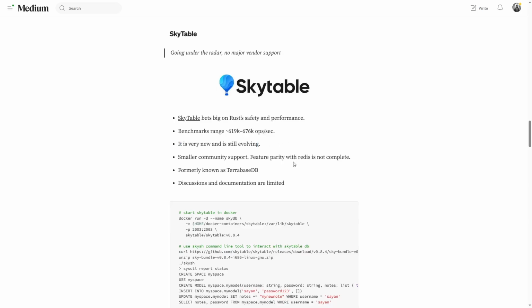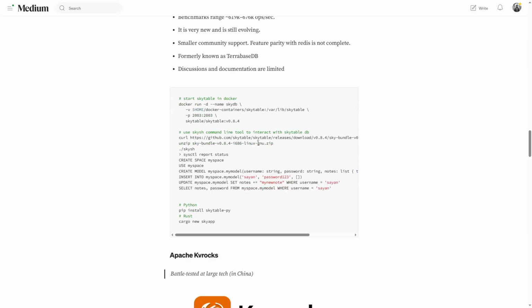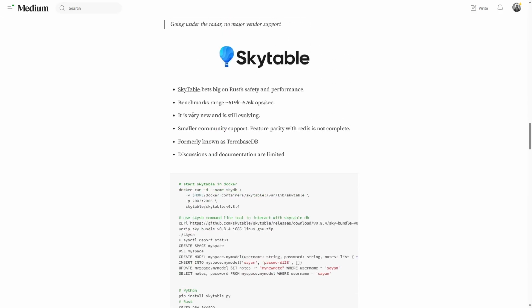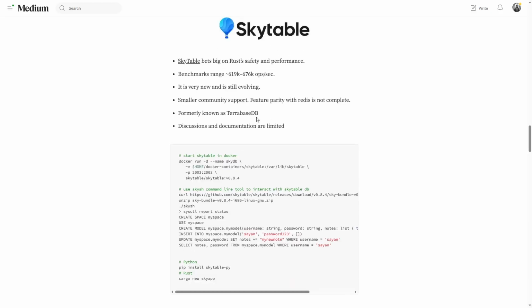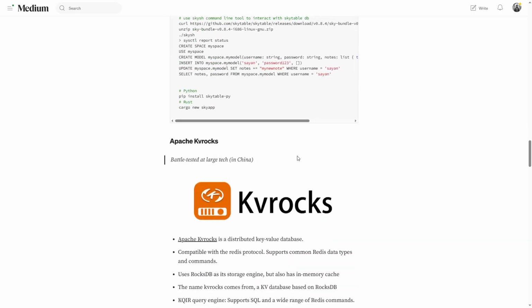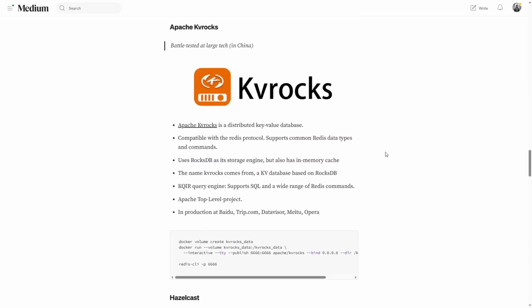It is still evolving with a very small community, and it was earlier known as database DB. Now it is open source, so discussion and documentation are very limited. As I mentioned, there is not much vendor support, but it is very promising. The numbers look interesting compared to what a single node performs for Redis.